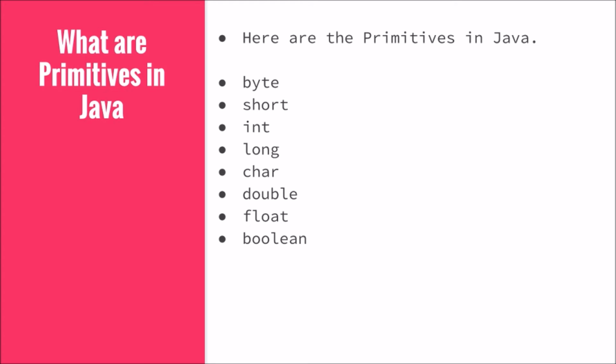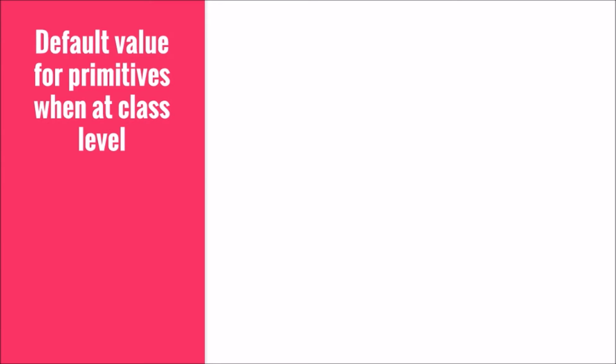Now let us see what the default values are when they are declared at class level. That means if they are defined outside any method within the class, so they are available to any of the methods of the class. So what are the default values of these primitives? Byte stores 0 if you do not mention any value. Similarly, short will store 0. Int will also store 0. Long will store 0L.